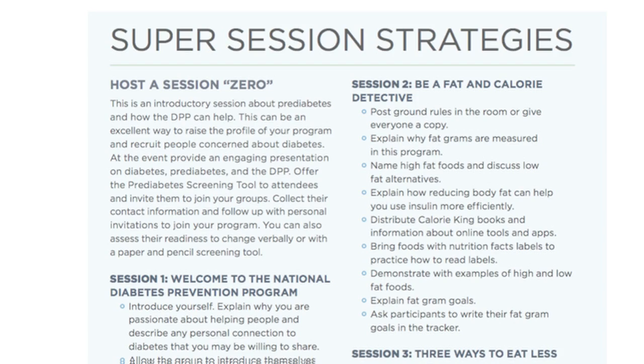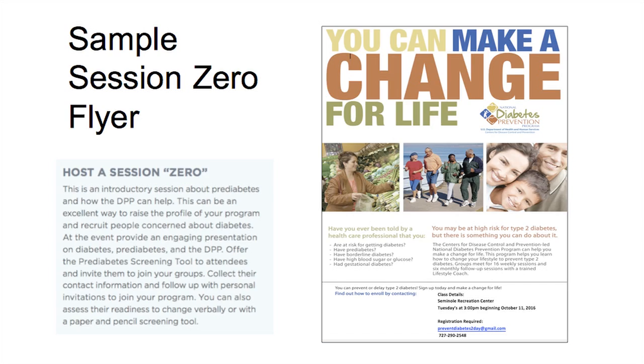Another great idea for building excitement about the diabetes prevention program is to host an event we call a Session Zero. This is an open community event where you provide education about diabetes and prediabetes and explain how the diabetes prevention program works. We often will pull in local celebrities to increase the status and appeal of the event. This is a great way to connect with people who are thinking about diabetes and wanting to make changes in their life.